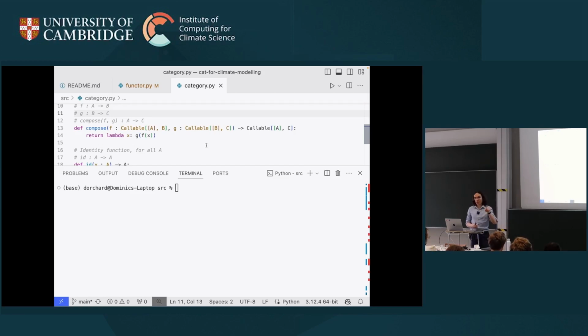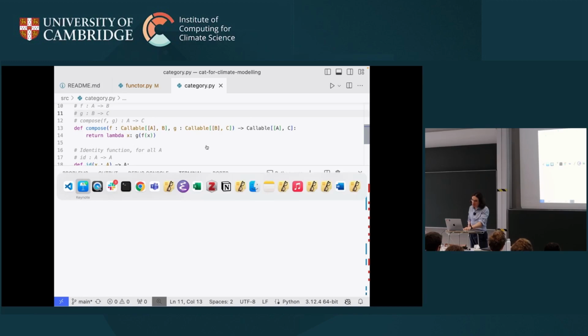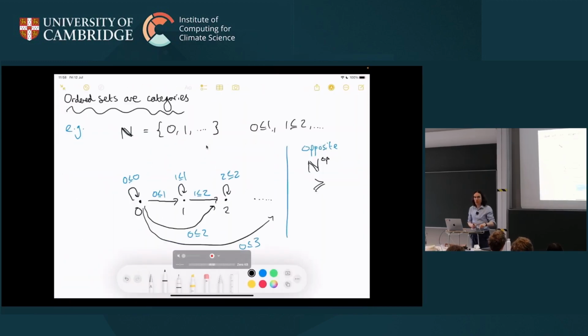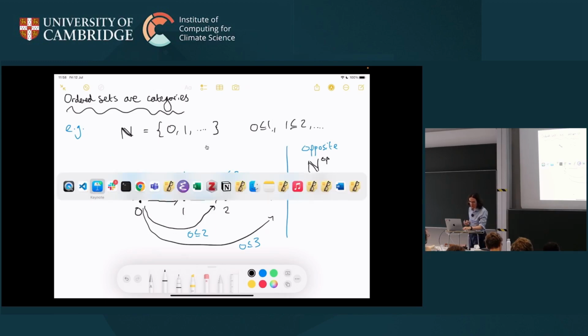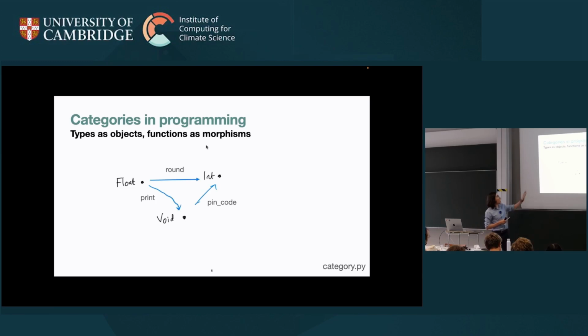In the ordered set example, that happens to be an example where the morphisms were unique, because there's only sort of one proof that 0 is less than or equal to 1. That's called a discrete category or a thin category, where you have exactly one morphism between every object. But that doesn't have to be the case. And in our functions and types world, that's certainly not the case. There's lots of functions that go from float to int, for example. There's the ceiling, there's the floor, and so on.